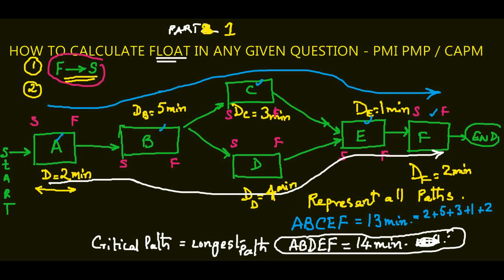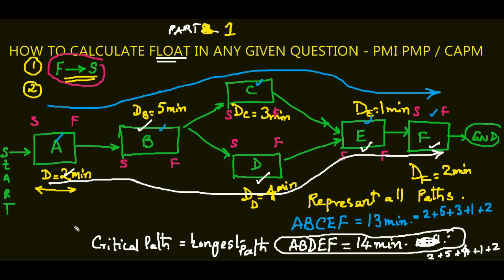Now, how did I get 14? Again, 2, 5, 4, 1, 2. Let's write it here, so nobody gets confused. So it's 2 plus 5 plus 4 plus 1 plus 2. This is 4. So we can tell 3, 7, 9, 14. So the longest path is the critical path. Now this is 13 and this is 14.